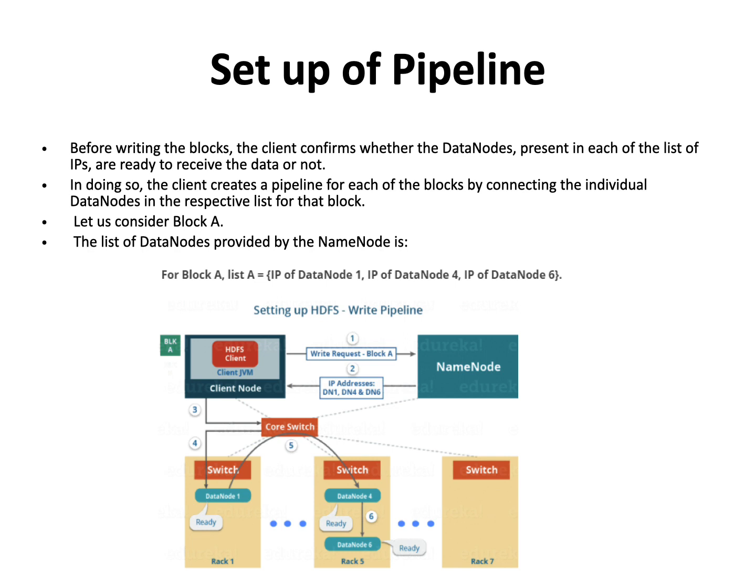And next, the acknowledgement of the readiness will follow in the reverse sequence. It will start from data node 6 to data node 4, and then to data node 1, and at last data node 1 will inform the client that all data nodes are ready, and a pipeline will be formed between the client, data node 1, data node 4, and 6.